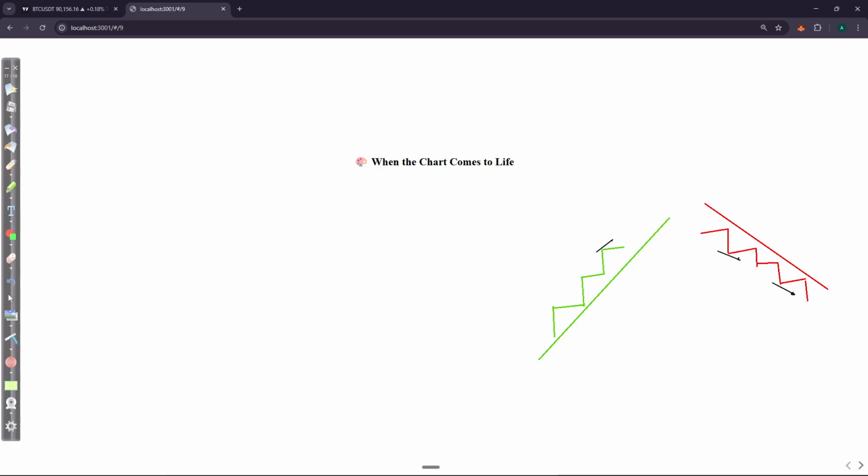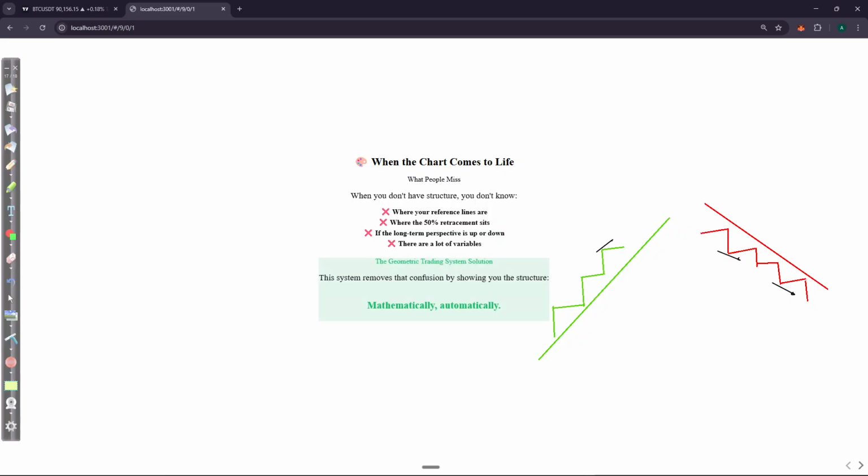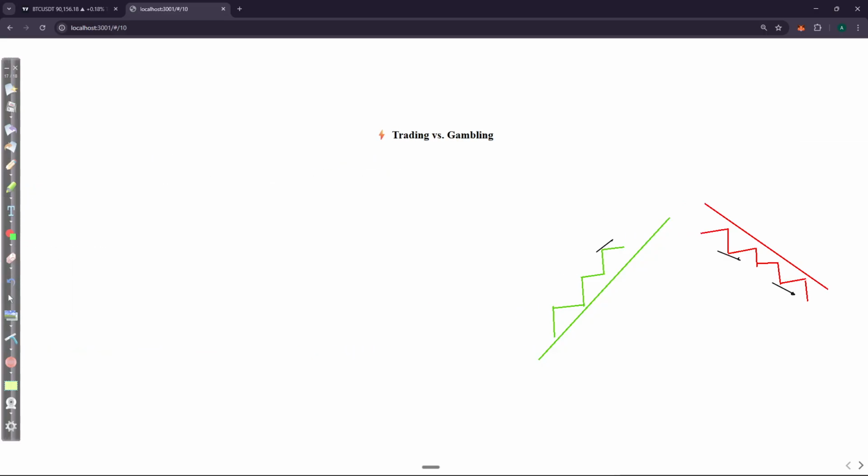What people miss when they don't have this is they don't know where their reference lines are. They don't know where the 50% retracement sits. They don't know if the long term perspective is up or down. And there are a lot of variables. This system removes that confusion by showing you the structure mathematically and automatically. And this is how the chart comes to life.